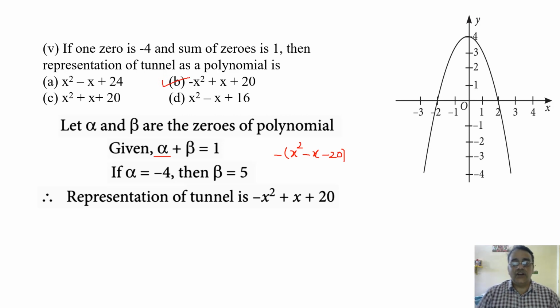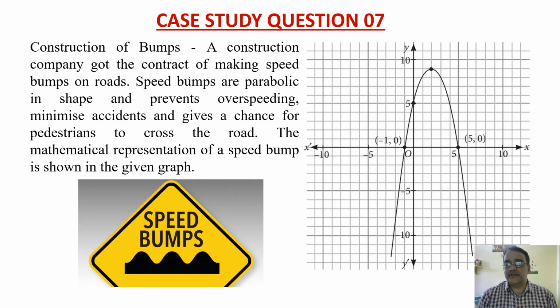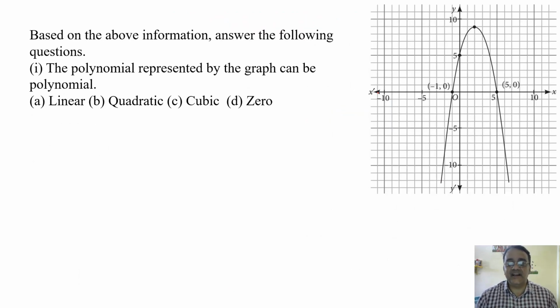Option B, right. Now we are moving towards the next case study question, number 7: construction of bumps. A construction company got the contract of making speed bumps on road. Speed bumps are parabolic in shape. Have you seen these bumps in your day-to-day life? Yes. It prevents overspeeding, minimizes accidents and gives a chance for pedestrians to cross the road. The mathematical representation of a speed bump is shown in this graph. Now based on this graph we have some questions.